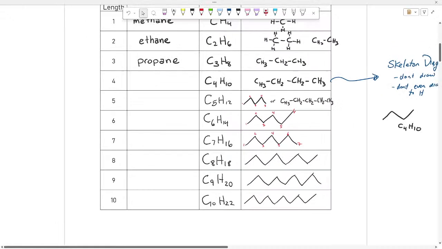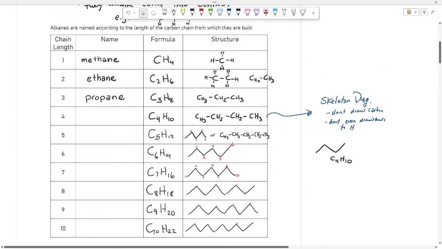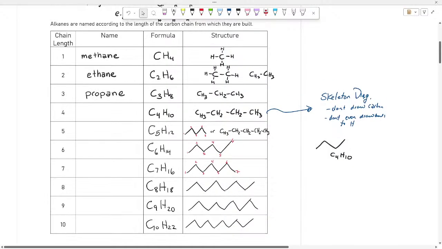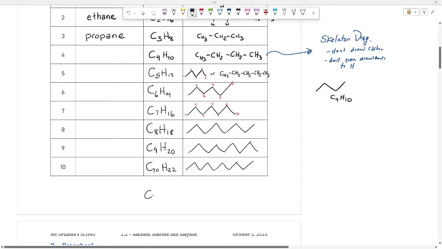Okay. By the way, we are arbitrarily stopping at 10. This could obviously keep going to 1,000. There's nothing stopping you from having a molecule that is 1,000 carbons long. In which case, if it were 1,000 carbons long, how many hydrogens would it have? C1000 would be H what? 2,200.